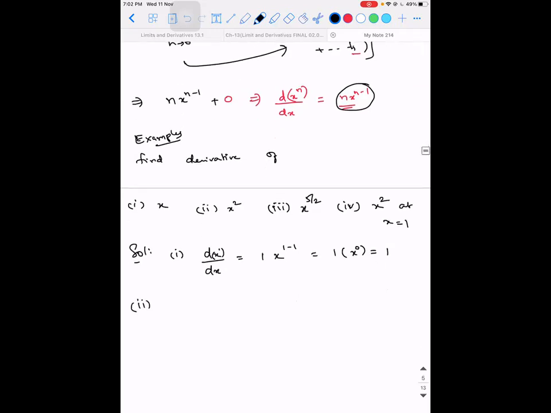Second, d by dx of x square is how much? n is 2. n into x power, x power how much? 2 minus 1, 1. It will be 2x.